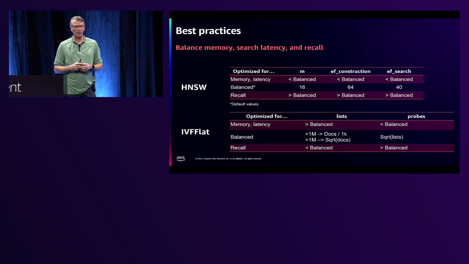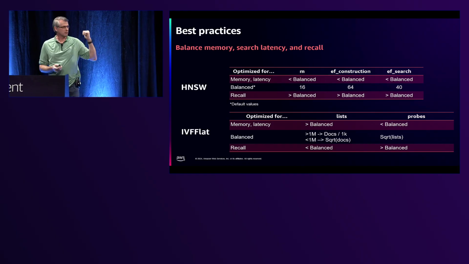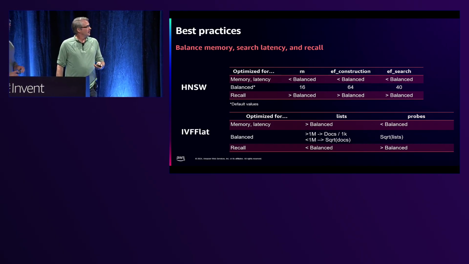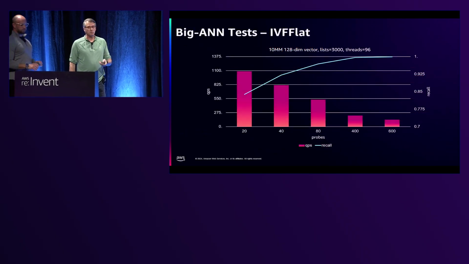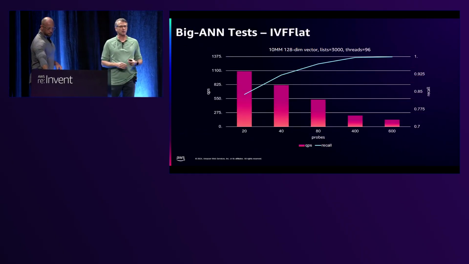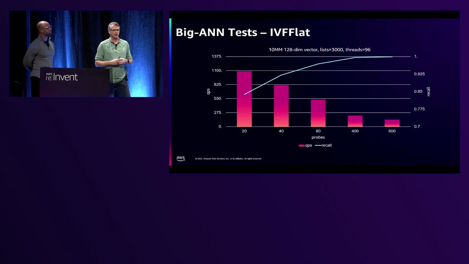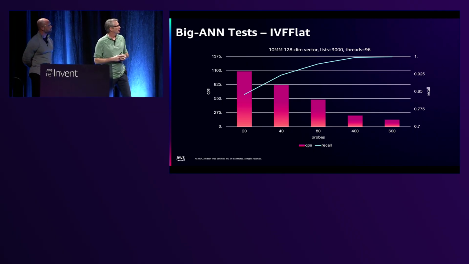I'm going to have better recall because I've got more that I can search through to try to find what I'm looking for. Okay. So if you didn't take a picture of that, I'll give you a second to take a picture. All right, so again, start with the balanced values. It's really easy with HNSW because those are the defaults. With IVF flat, you've got to do a little bit of math.